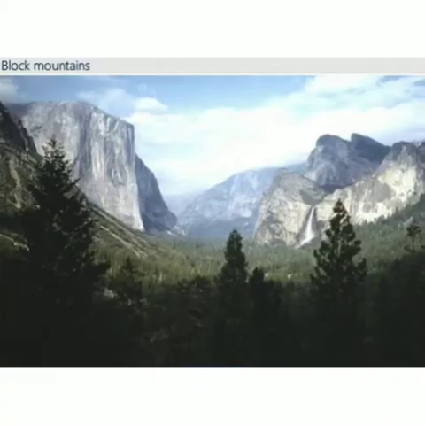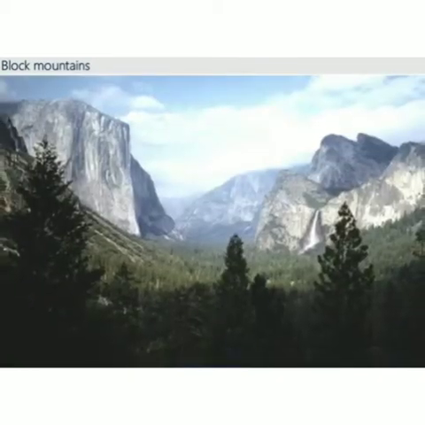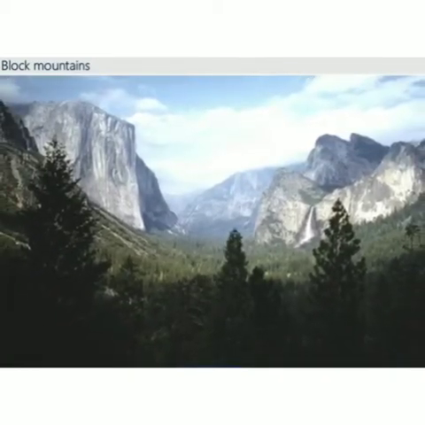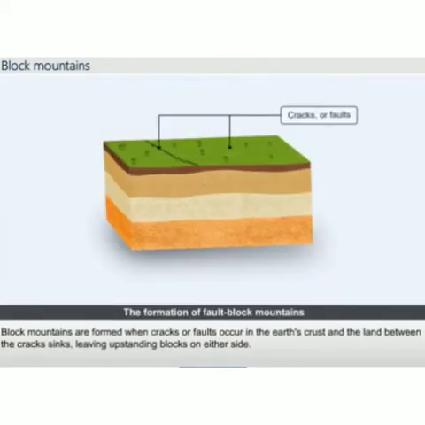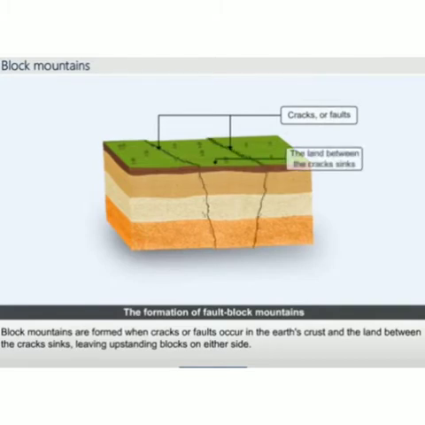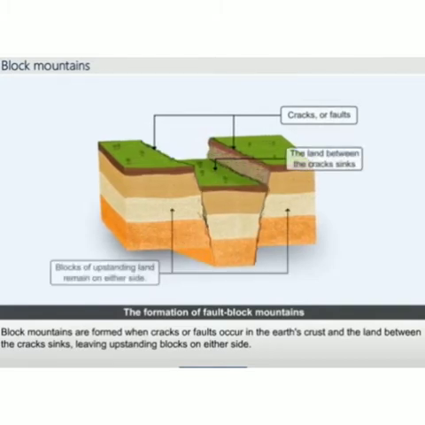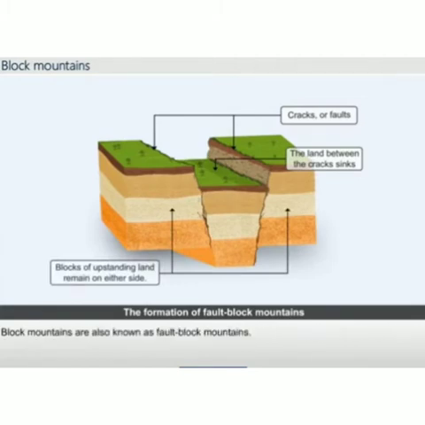Well students, with the help of a diagram of a block mountain, we can also represent the different relief features of our earth. Well, let us discuss how block mountains are formed. Block mountains are formed when cracks or faults occur in the earth's crust and the land between the cracks sinks, leaving upstanding blocks on either side. Block mountains are also known as fault block mountains.